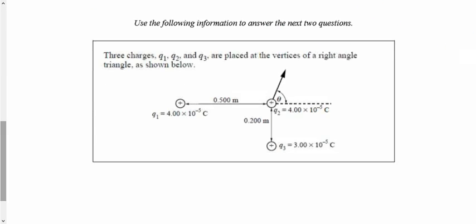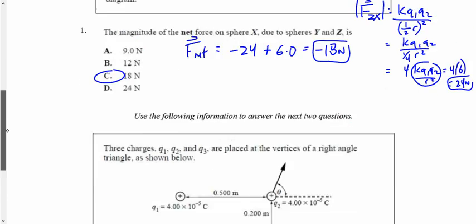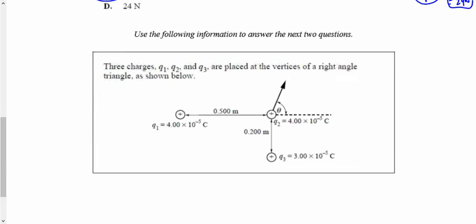Next question, number 2. Flip the page. We see that multiple choice number 2 and numerical response number 1 both go with the information on the previous page. We want to find in multiple choice number 2 the magnitude of the force, and in numerical response number 1, the angle that's labeled there. So how do we do this? Well, we did questions like this yesterday and the day before. We've got to draw a free body diagram first of all here.